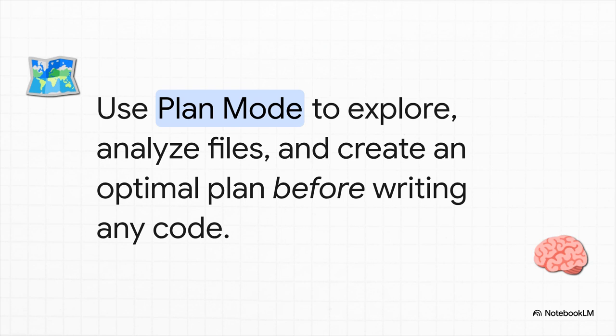So this workflow happens in 2 phases. Phase 1 is plan mode. This is all about strategy. You tell the agent, okay, go figure this out. It will explore the code base, it'll analyze files, it'll ask you clarifying questions, and then it will come back with a detailed plan of attack. And the key here is it does all of this without writing a single line of code.